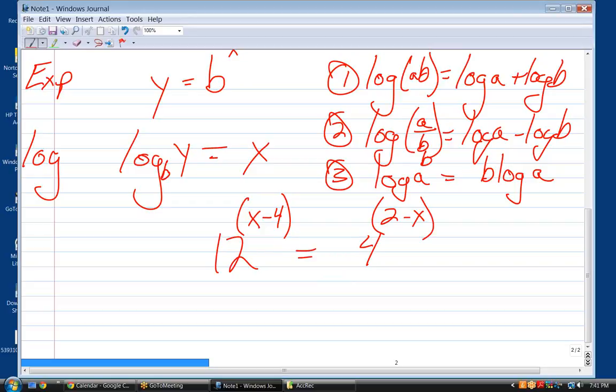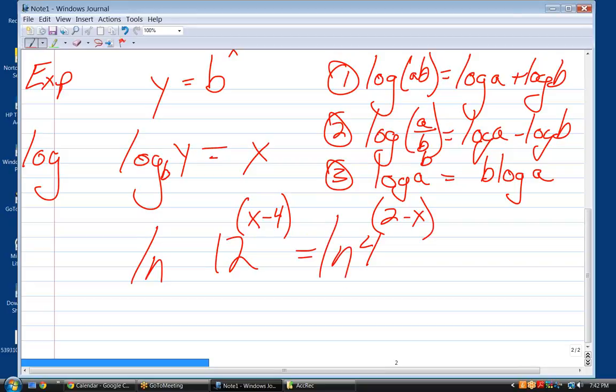Now, you can do anything you want to one side of the equation as long as you do it to the other. So I could do the log base 12, but that's not going to make it very good over here. I could do log base 4. That doesn't make it very good over here either. So I always do natural log. I'm going to take the natural log of both sides.